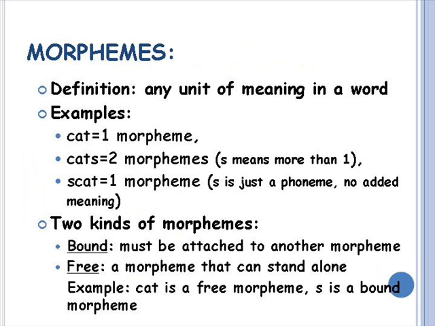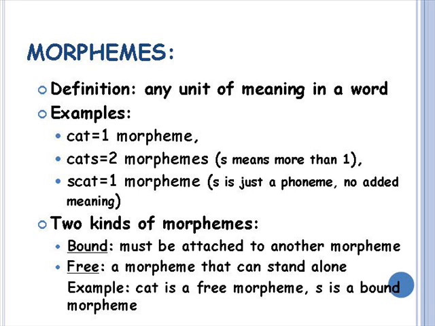A morpheme is any unit of meaning in a word. The word cat has one morpheme. The word cats has 2 morphemes, as the letter S in the example means more than one. The word scat has only one morpheme, as the S in this case is just a phoneme and has no added meaning. There are 2 kinds of morphemes, bound and free.